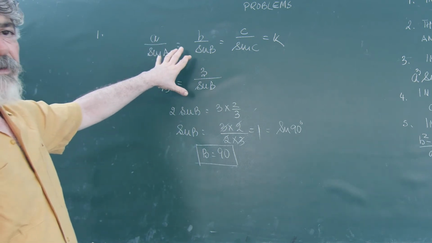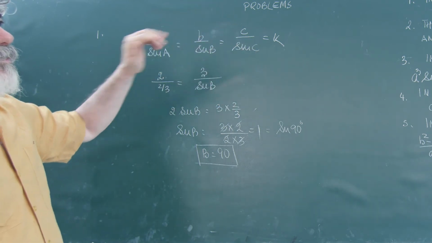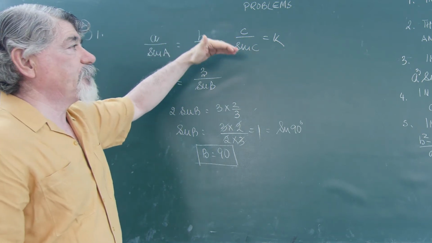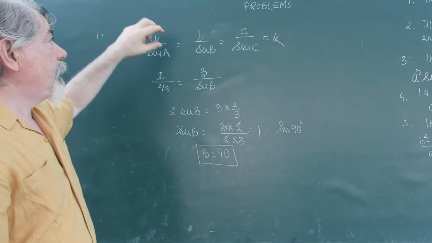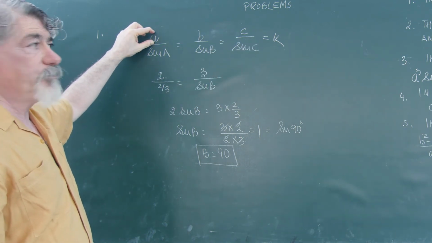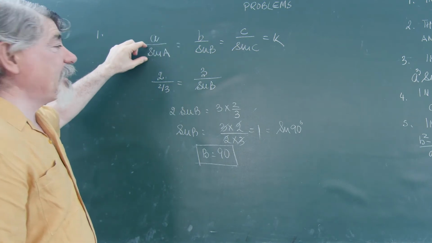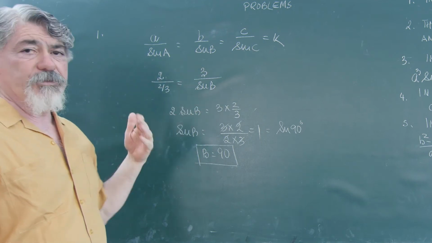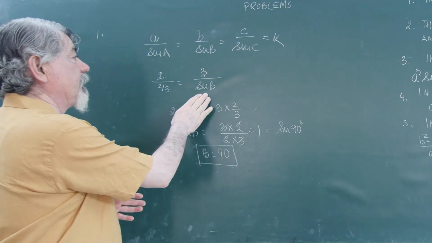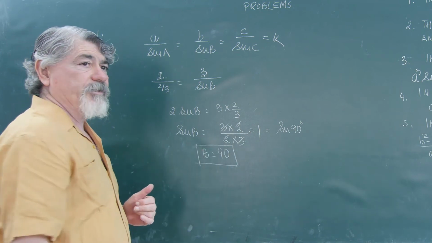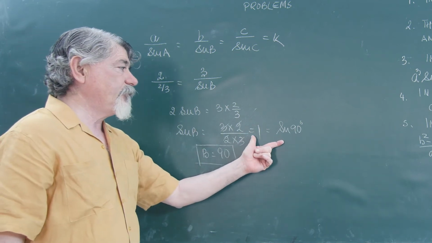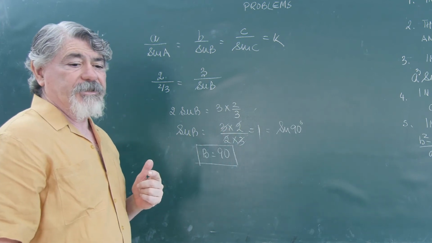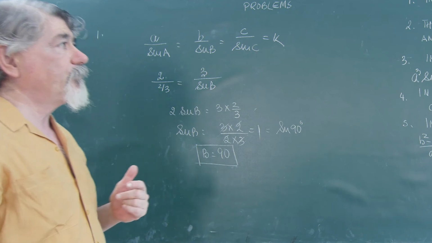So it's a simple formula, a simple question for you to begin with. a upon sin A is equal to b upon sin B is equal to c upon sin C is equal to k. I know the value of a, the value of b, and sin A, and I have to find sin B. So I substituted all the values in the formula and calculated the value of sin B. Sin B comes out to be equal to 1, and sin 90 is equal to 1. So B is equal to 90 degrees. This is the first question.